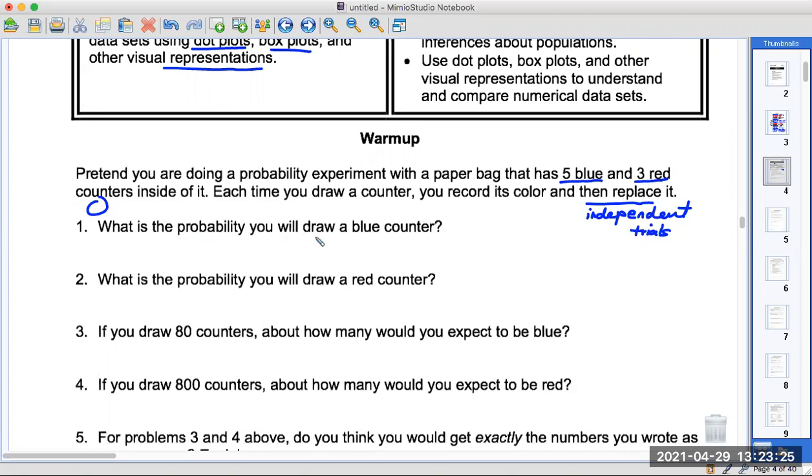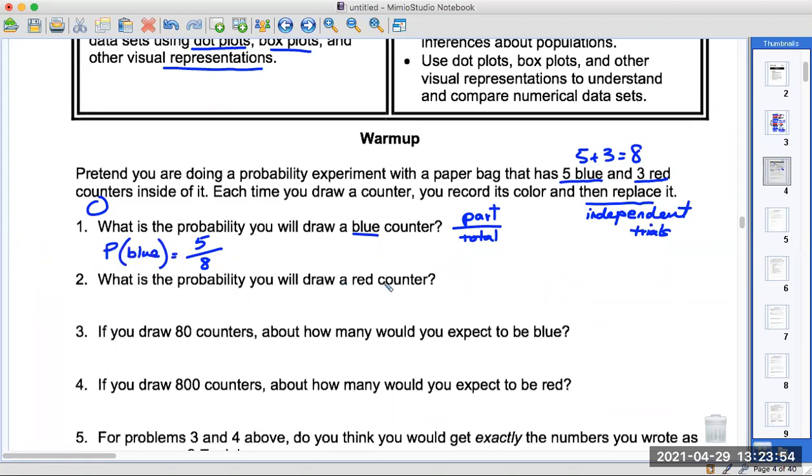What is the probability you will draw a blue counter? So remember, the probability is the part over the total. So you always have to find the total numbers that are there. 5 plus 3 is 8. So you have something out of 8, right? Blue, 5 out of 8. So I'm going to call it probability blue.